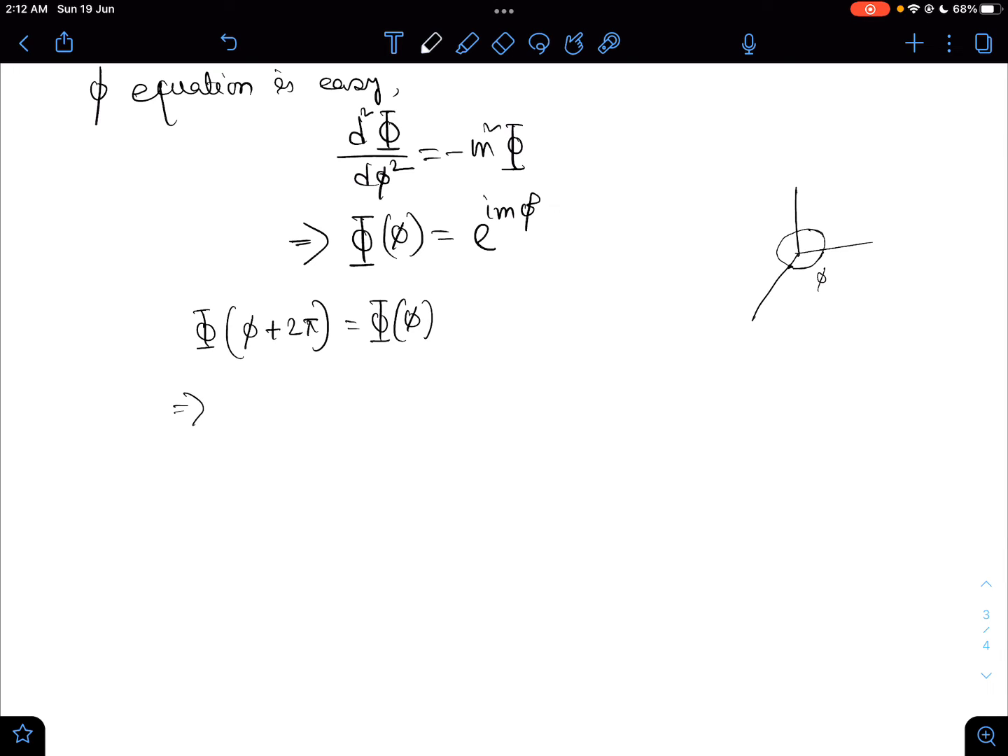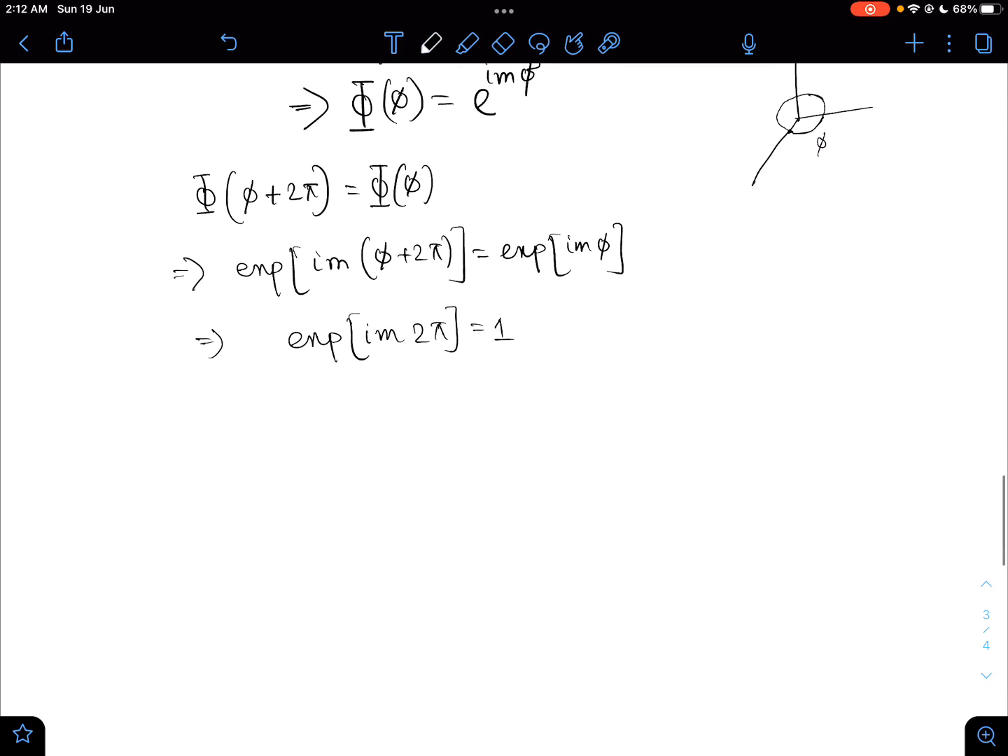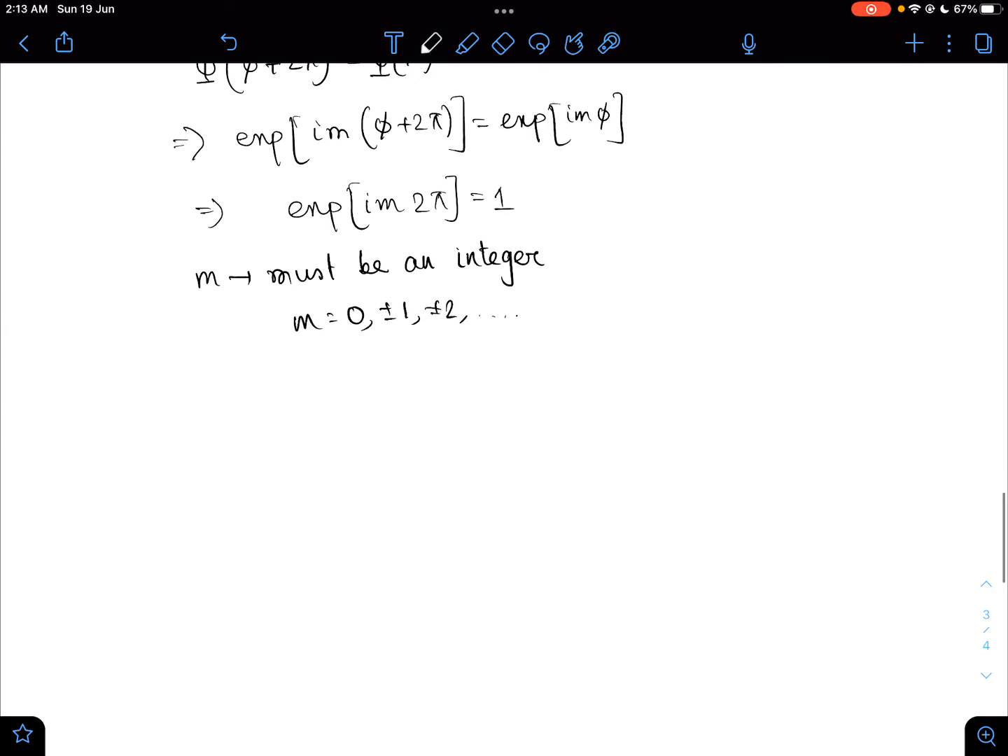So what will it lead to? It will lead to exponential of im(φ + 2π) being equal to exponential of imφ. So our exponential of im2π must be equal to 1. What does this represent? This represents that m must be an integer. So m is 0, ±1, ±2, and so on. So this is our solution of the φ equation.